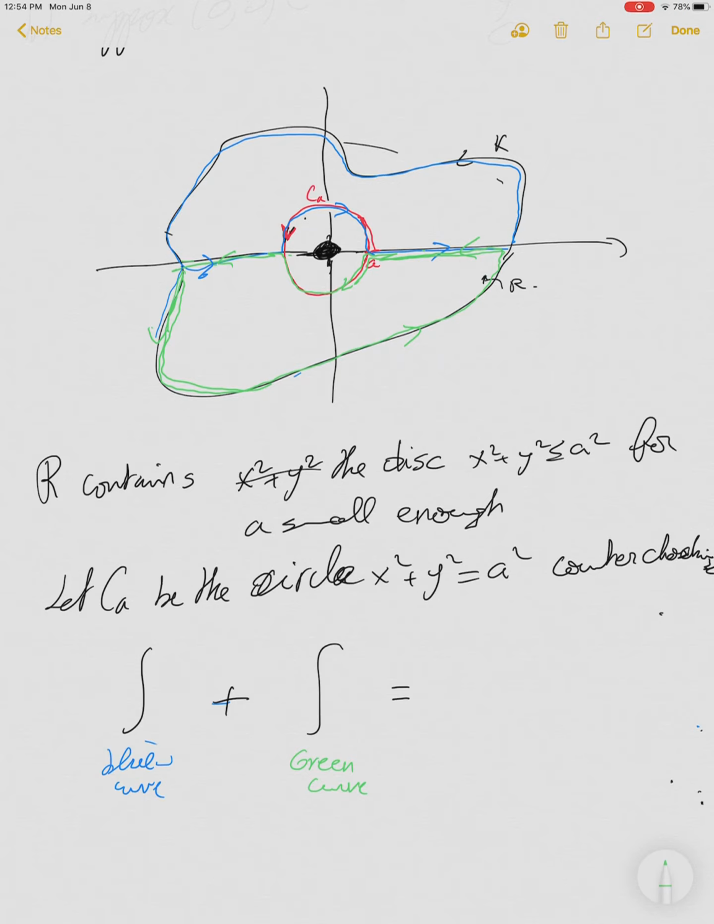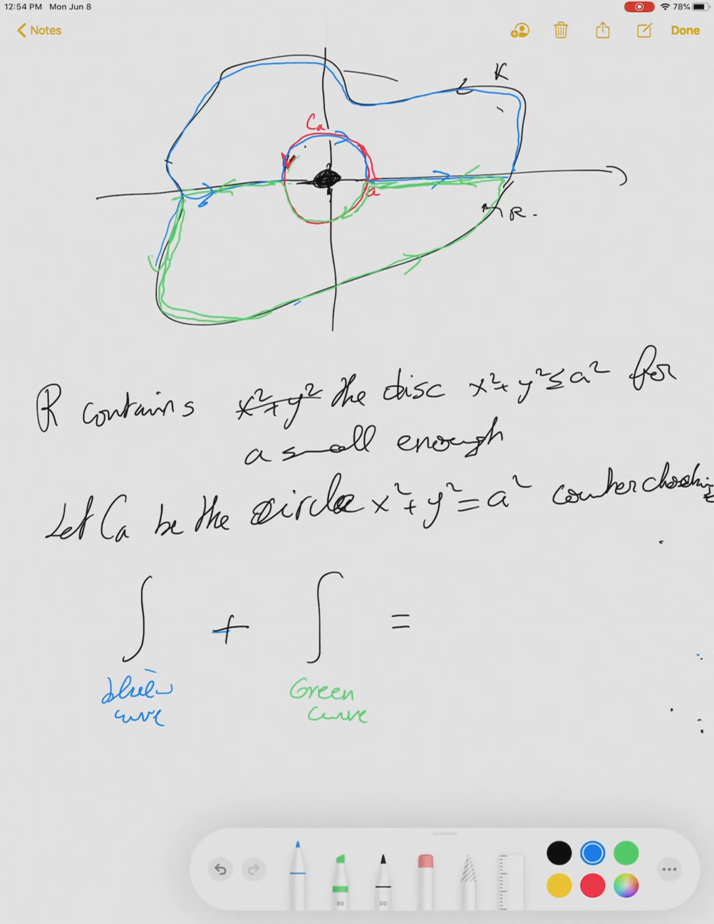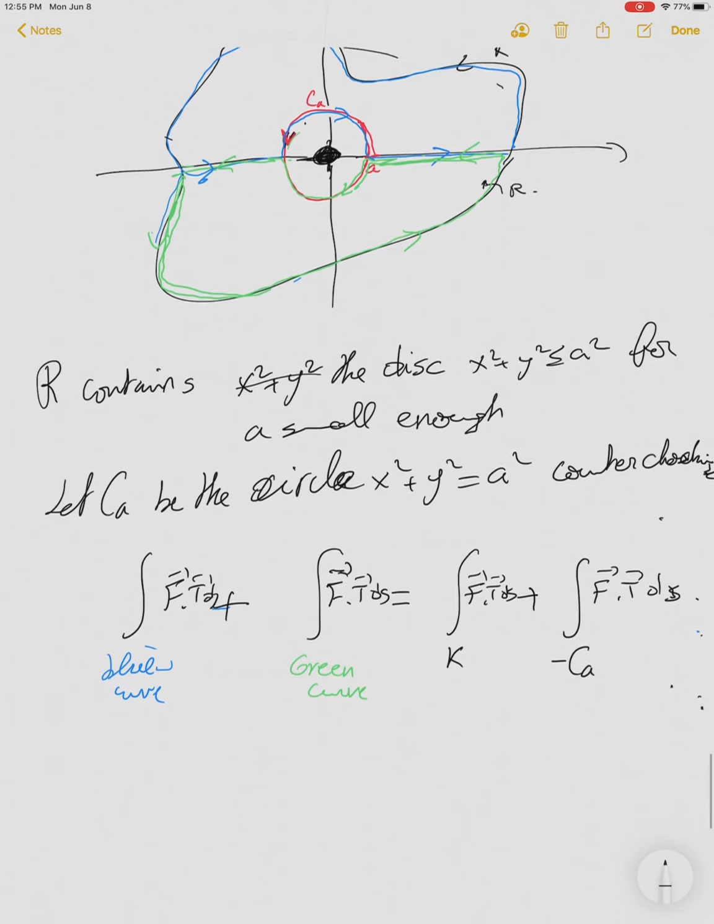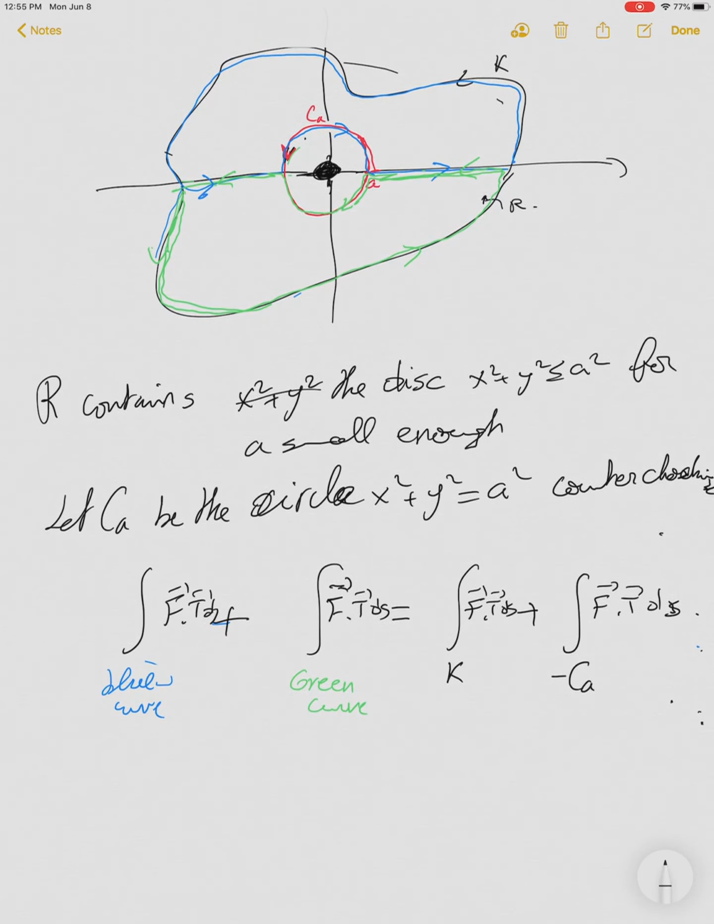So what do I still have? I still have K, the boundary, and I still have the circle, but in the opposite direction. The blue and the green curves retrace the circle in the opposite direction. So do you agree that, following the arrows, this will be equal to the integral over K plus the integral over minus CA, of F dot T ds. I gave another example like this in the problem set, and it's also in the book at the end of the section on Green's theorem. The book uses a different approach; I recommend this approach.